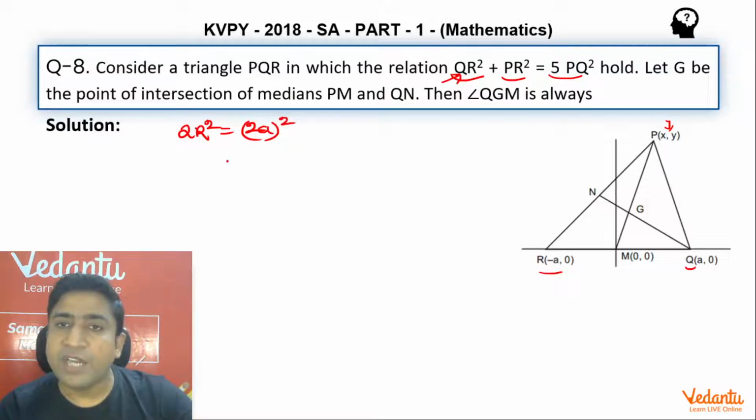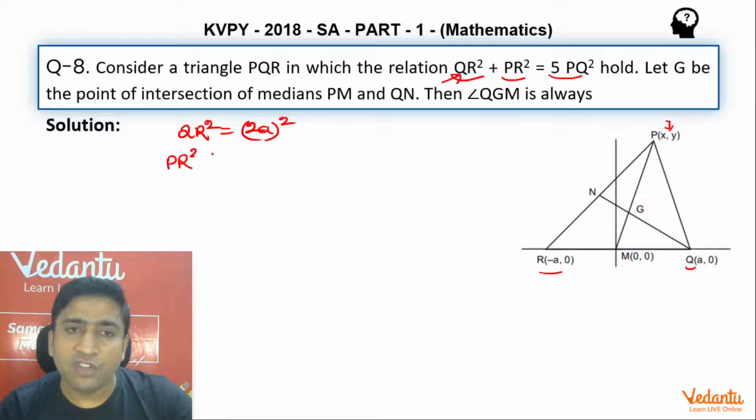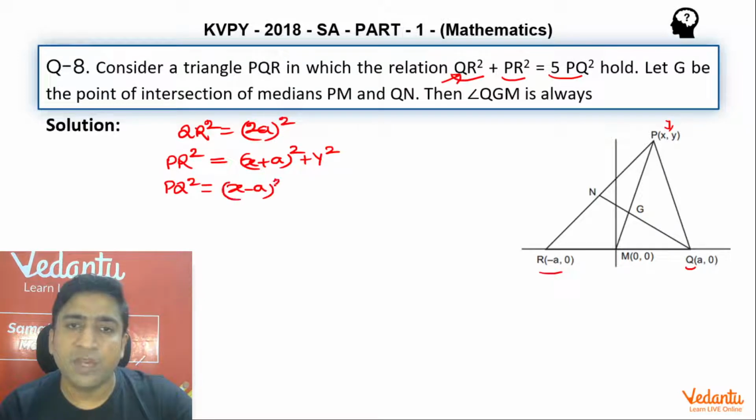How am I going to write down the value of PR square, Bacho? If I want to write down the value of PR square, I'm going to utilize the distance formula, for which I'll write it as x plus a whole square plus y square. Same thing I'm going to write for the next one, that is PQ whole square. I'll just write it like x minus a whole square plus y square.